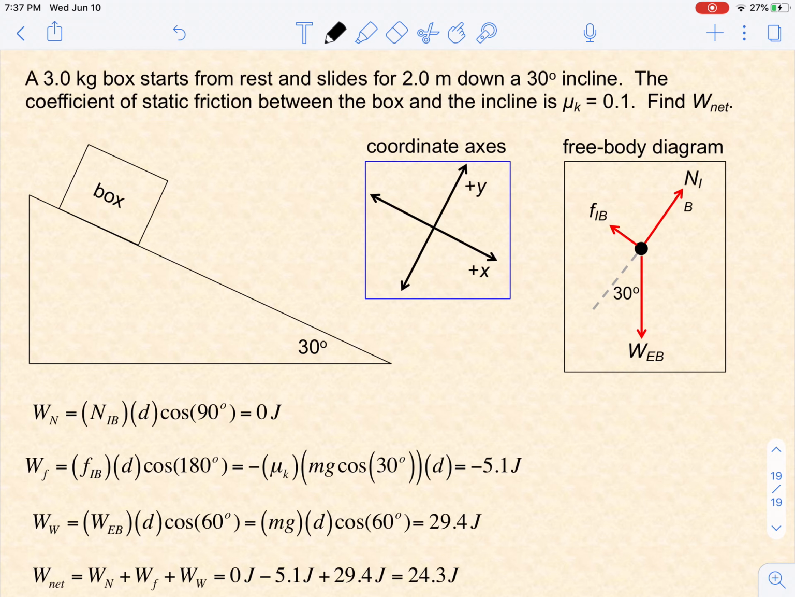For the normal force, we said that there was no work done. For the friction force, we said that it would be mu times the normal force, mg cosine of 30 degrees, times that distance d. When we plug in the values here with the masses given, we get a negative 5.1 joules. For the weight force, we decided that it would be mgd cosine 60 degrees. Plugging the mass and distance in there, we get a positive 29.4 joules. Adding these three things up, 0 plus a negative 5.1 joules plus a positive 29.4 joules gives us a final value of 24.3, which is what we saw on choice C.